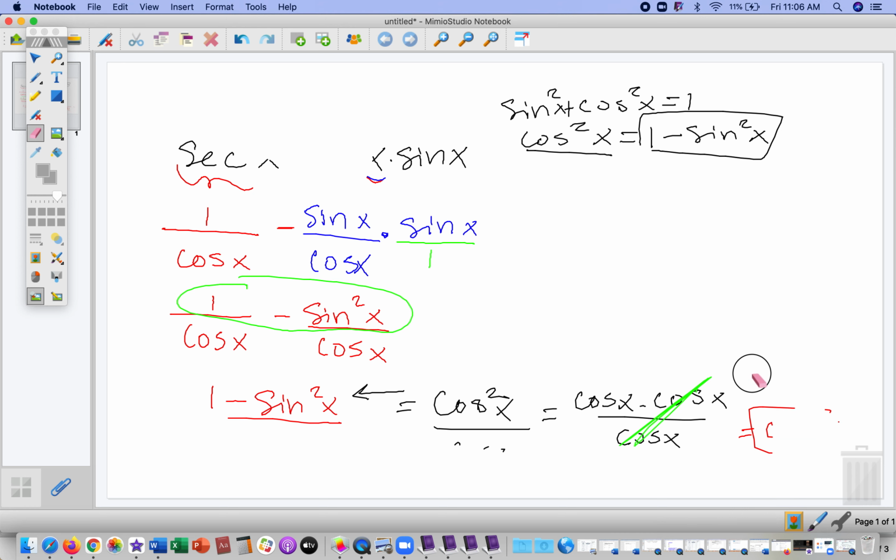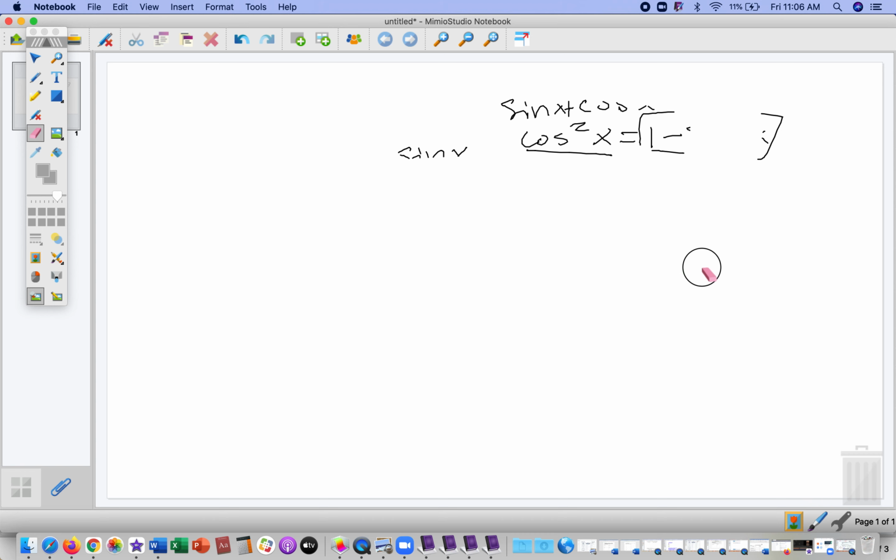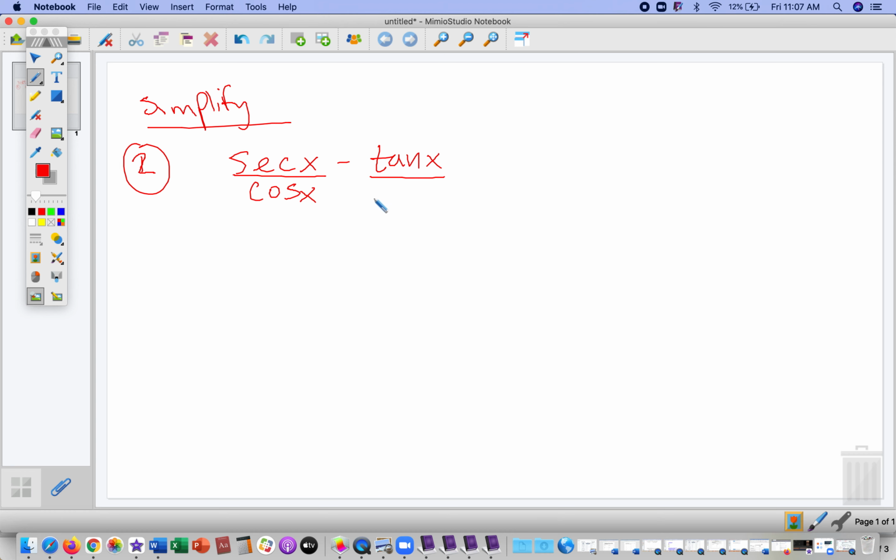So for a second type of simplify problem, we could have the following. We'll call this number 2. We could have secant x all over cos x minus tan x all over cotan x.